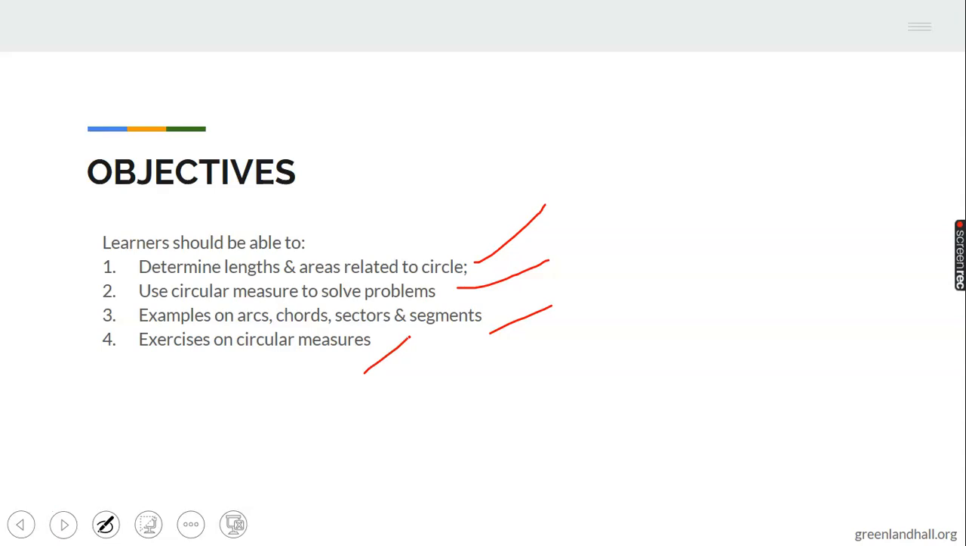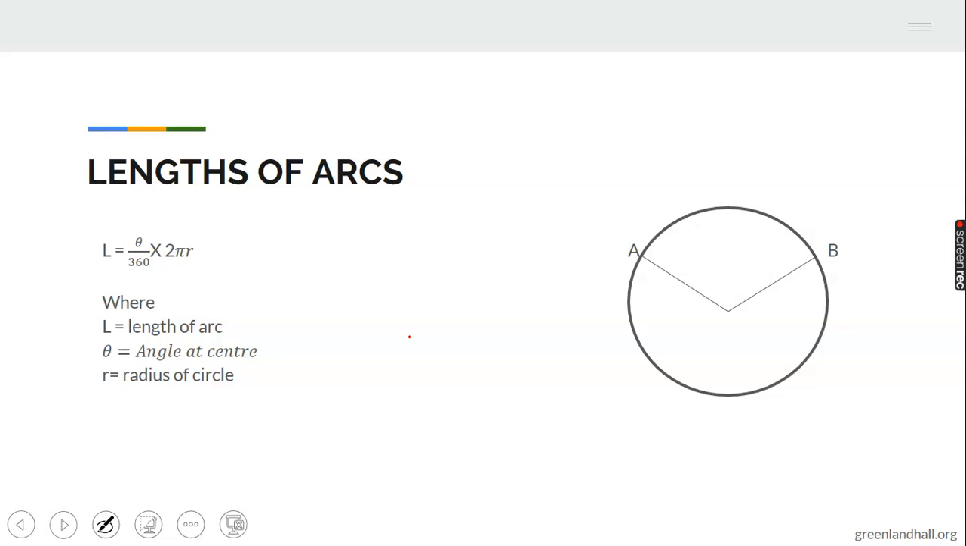Here we go. I hope all of you are set with all your writing materials. Number 1, lengths of arc. What is an arc? It is part of the circumference. This is the minor arc, and the other lower part here is the major arc. You have an angle here, so always make an angle at the center. Call it theta.